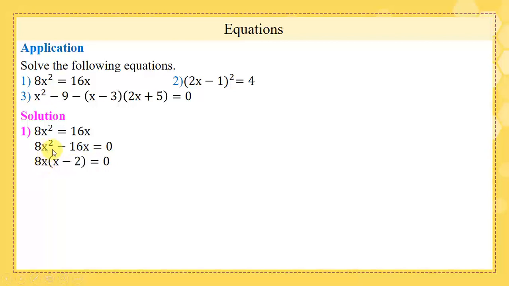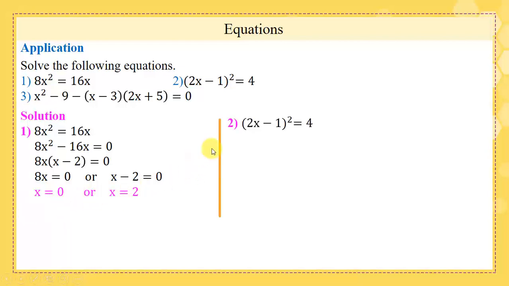Step 2, we factorize the left side by taking 8x as a common factor, so we get 8x(x − 2) = 0. Now we get a product of two factors. In step 3, we apply the rule of zero products, so we get 8x = 0 or x − 2 = 0, then x = 0 or x = 2.